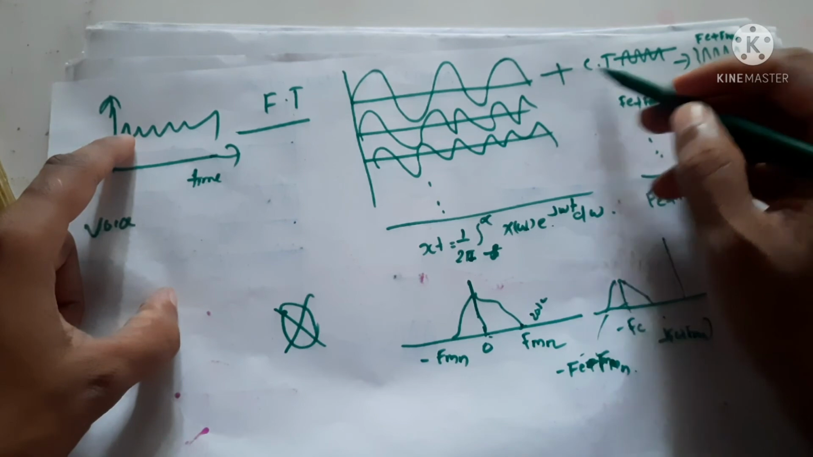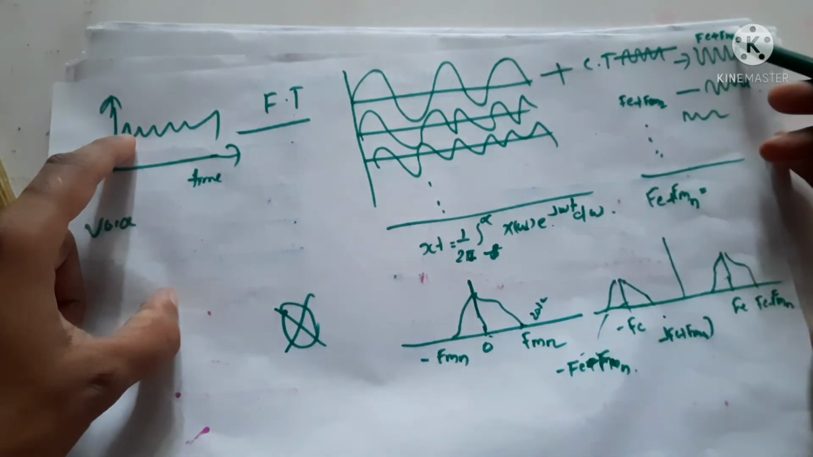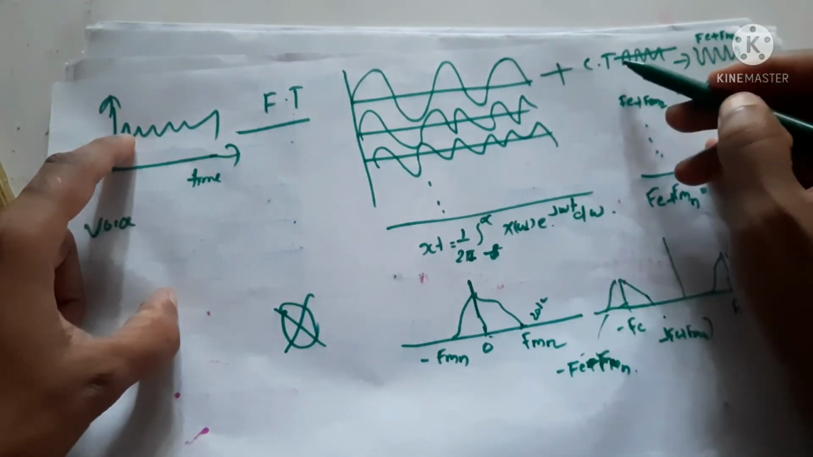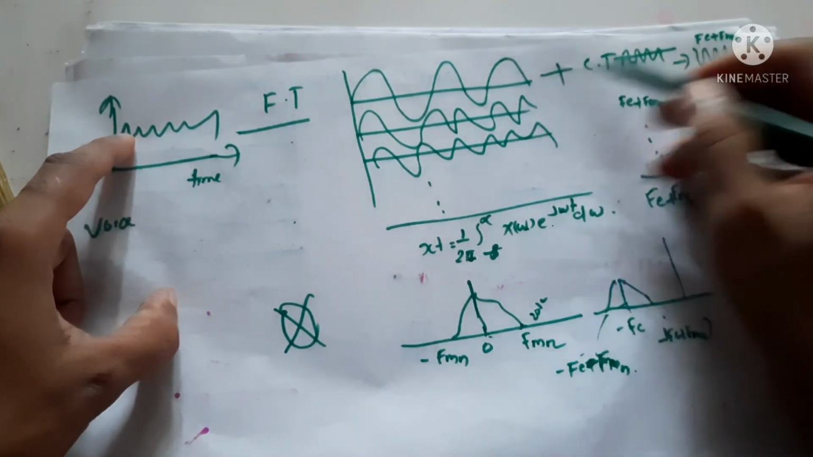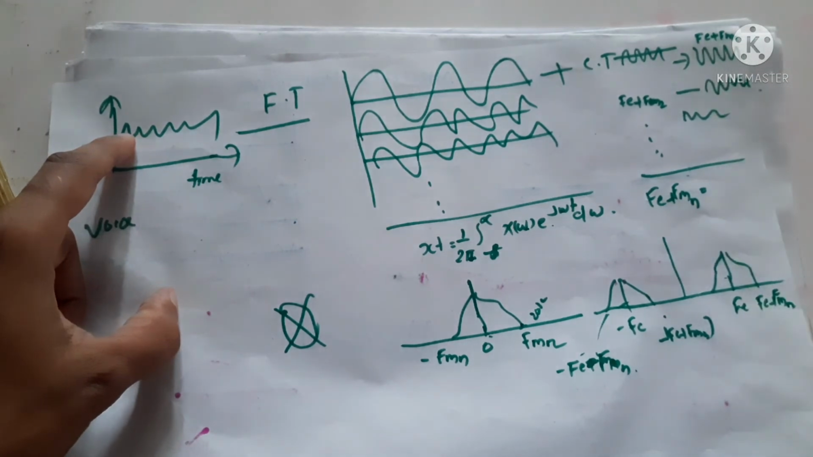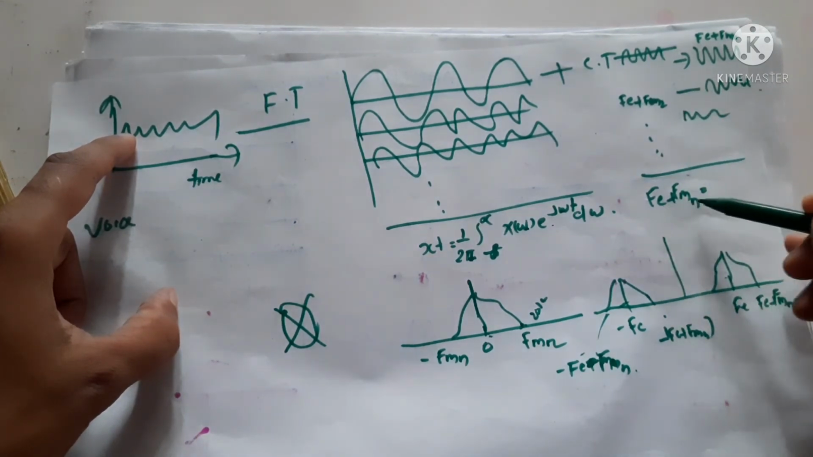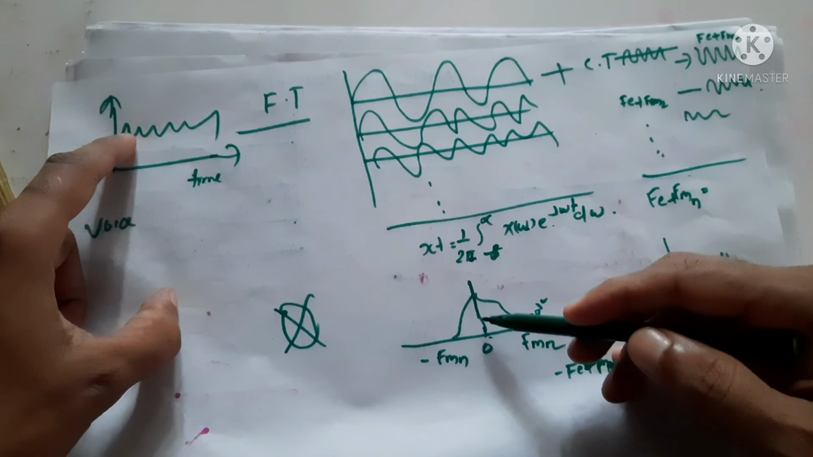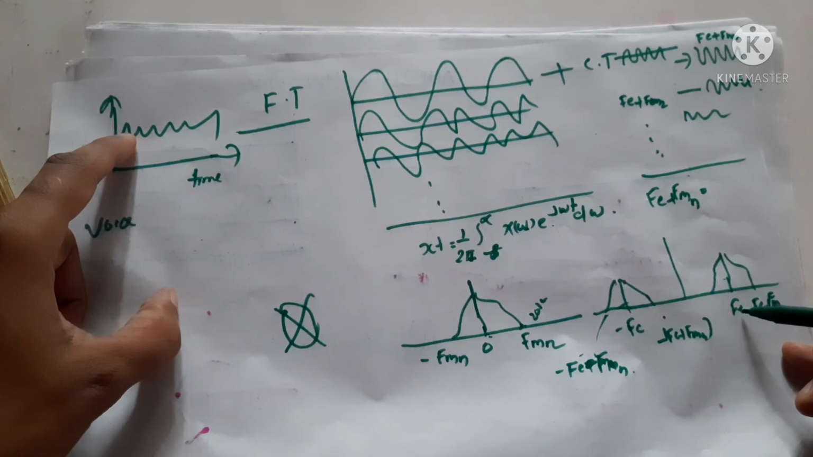Now, when we mix it with the carrier frequency, each of these frequencies will be changed. When mixed with the carrier frequency, if it is FM1, it changes to FC plus FM1, as we said earlier. Like that, all these frequencies, FC plus FM2, like that, FC plus FMN. So now, instead of being concentrated around zero frequency, it has shifted from zero frequency to the carrier frequency. This is the positive carrier frequency, FC plus FM1, FC plus FM2, etc., FC plus FMN.